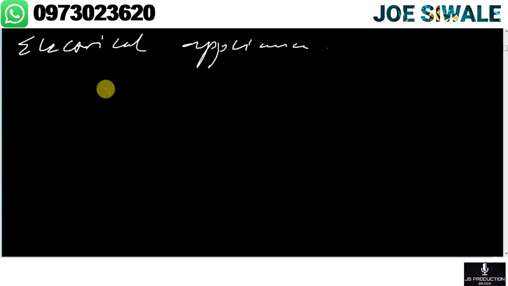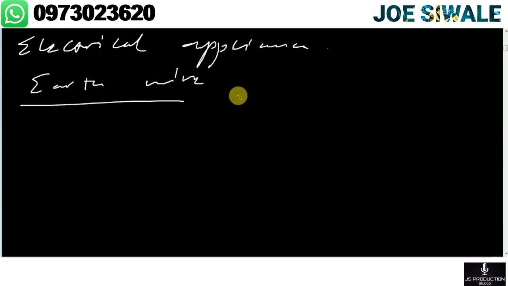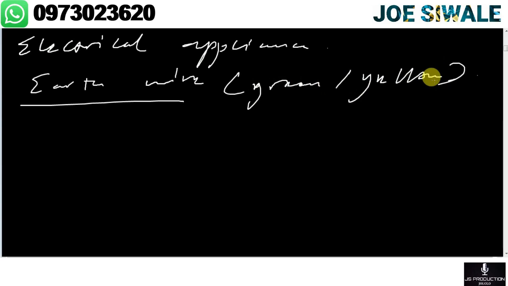Let us look at the earth wire. The earth wire can either have a green or a yellow color. Then the earth wire is connected from the appliance to the ground. At some point the earth wire provides a safe route for the current in case the live wire touches the casing of the appliance.